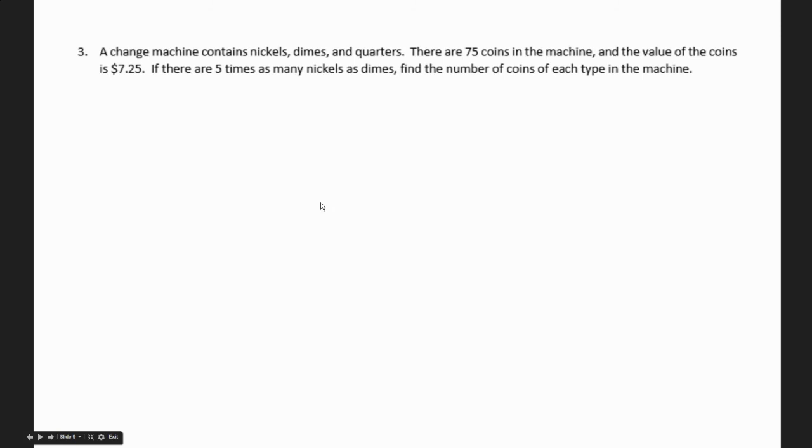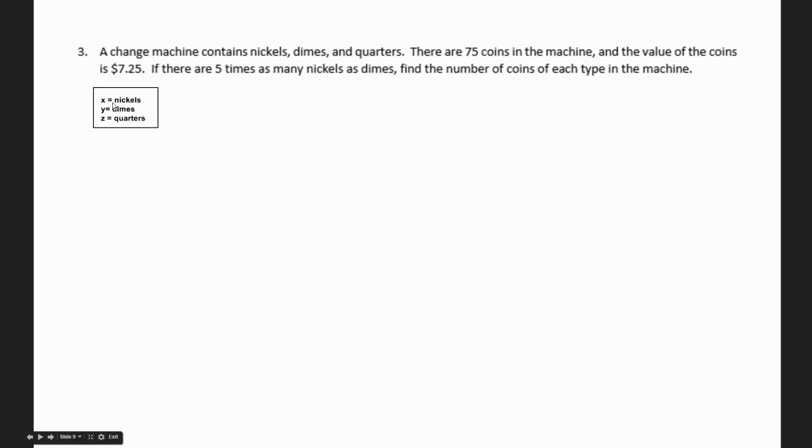All right, the second problem. A change machine contains nickels, dimes, and quarters. There are 75 coins in the machine, and the value of the coins is 725. If there are 5 times as many nickels as dimes, find the number of coins of each type in the machine. So the first step would be to just set a variable to each one, x, y, and z, and it's easier to do this if you do it in the order that it's read.